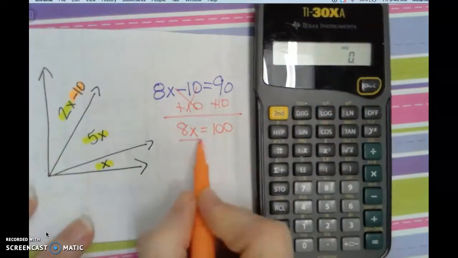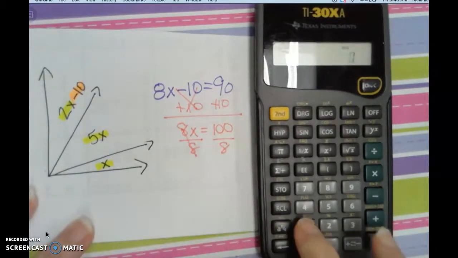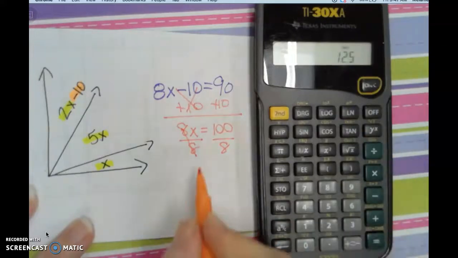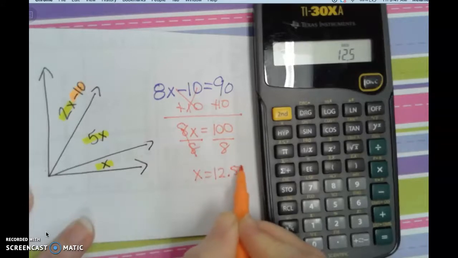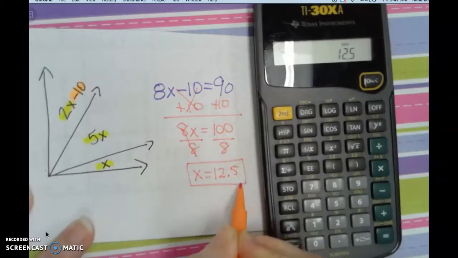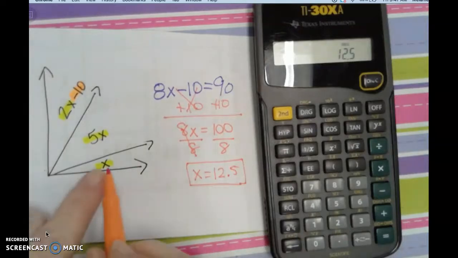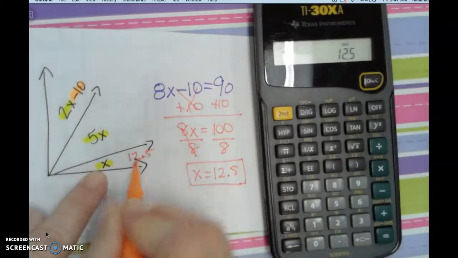So now we want to divide by 8. That gives 12.5, which normally we're not going to have a decimal, but we put a decimal in there just so that we don't get freaked out if we see a decimal. So I know that my x is 12.5, so here's just 12.5, and I'm done.